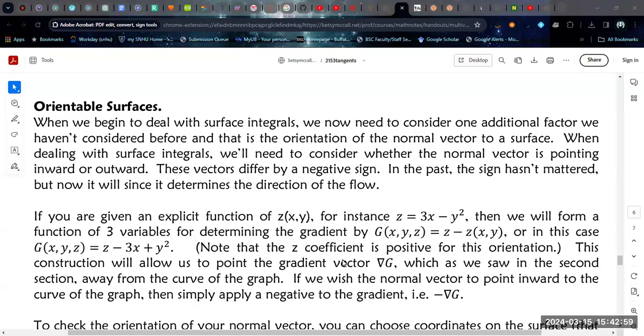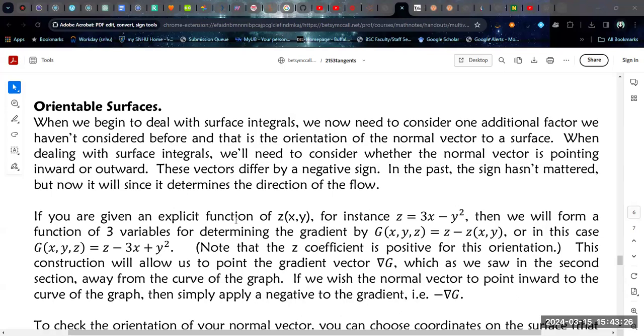Now, when we begin to deal with surface integrals, these tangents and normals to the surface are going to be very important to us. But we also have to deal with one other issue, which is that we need to be dealing with orientable surfaces. So we want to think about how these gradient vectors or these normals to the surface differ and what happens when the surface is not orientable.